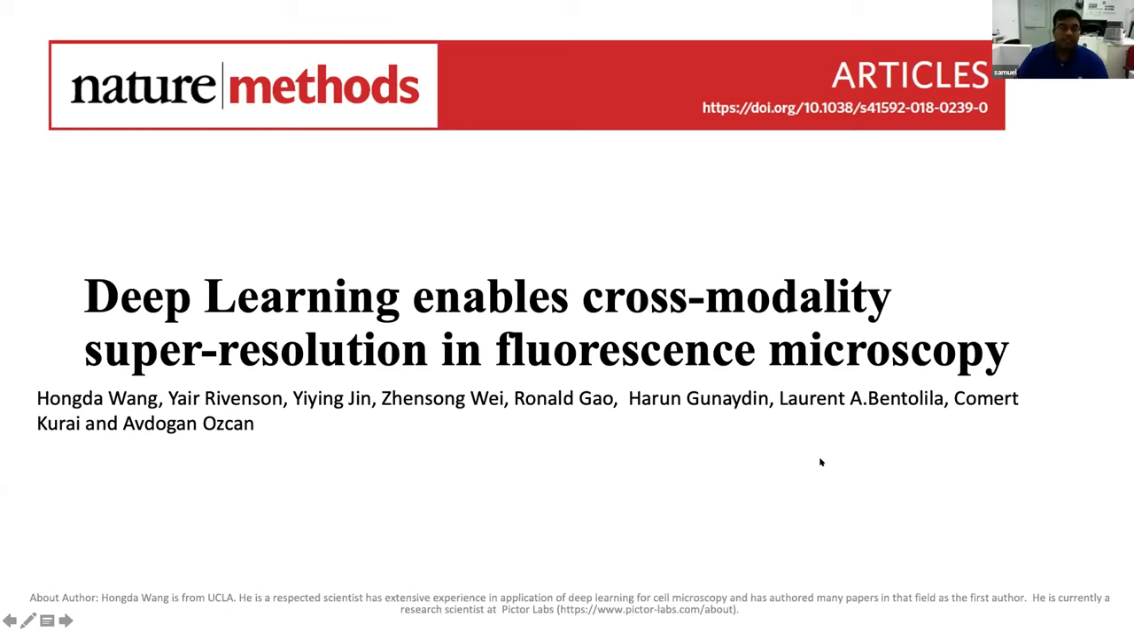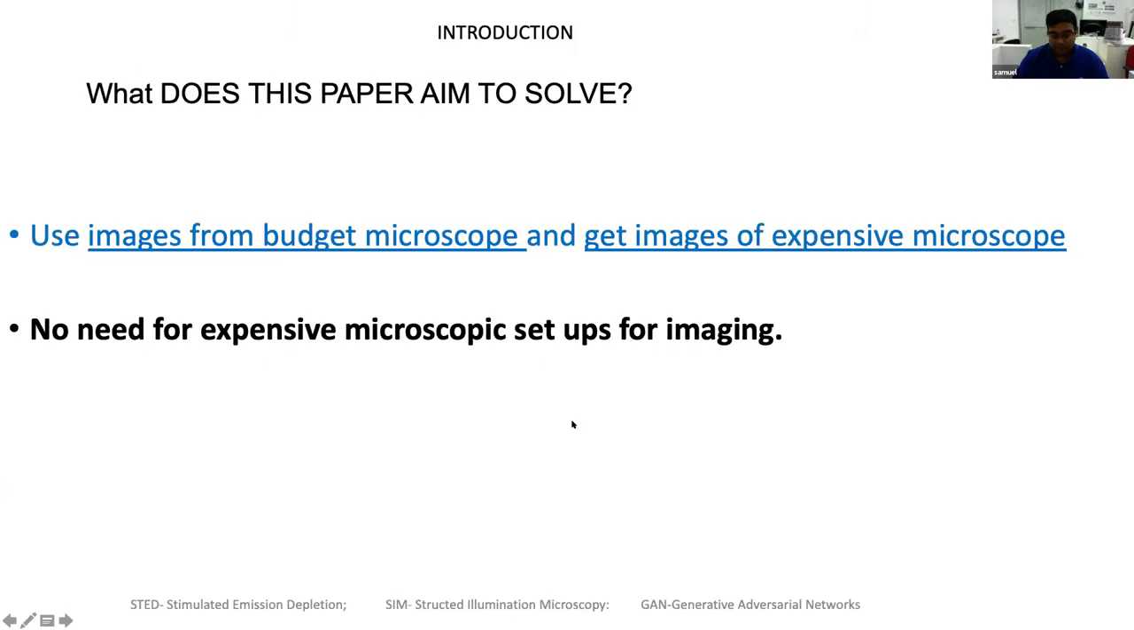Right. This paper talks about bringing cross-modality through the use of deep learning into microscopy. So what does this paper aim to solve? Not everybody can buy an expensive microscope such as STED and SEM. Not every lab can buy it. So you get images from a budget microscope, and they made a generative adversarial network where if you input images from a confocal microscope, you get output images which match those that you get from a 10 times better microscope. So you don't have to buy an expensive setup. You can use the deep learning method, which they showed over here, and you can get better images.